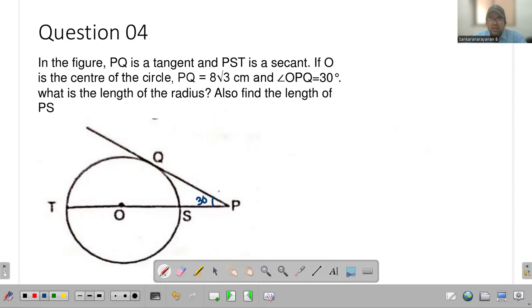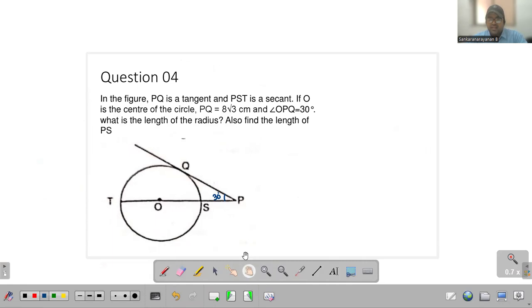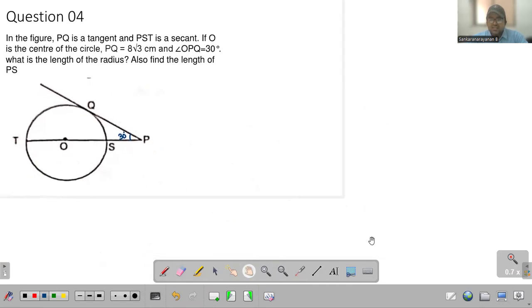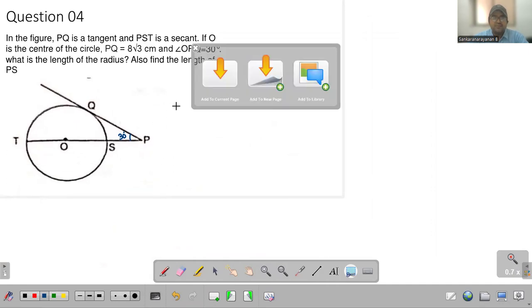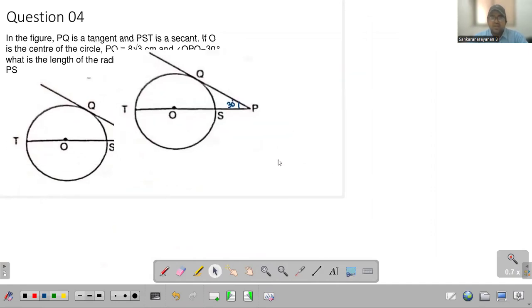Okay. Now further, what is given? What is the length of the radius? Also find the length of PS. That is the question. So for answering this question, I'll just draw this picture in a slightly enlarged manner, and then I shall explain. So take a look at this picture.